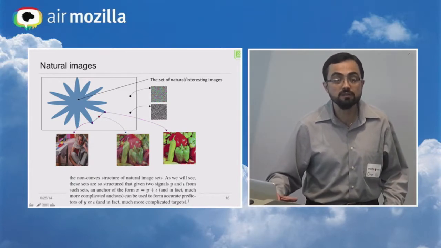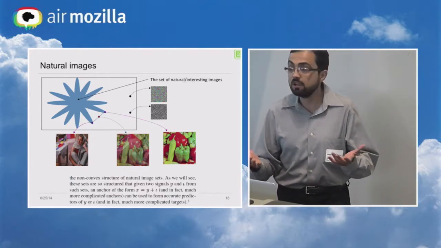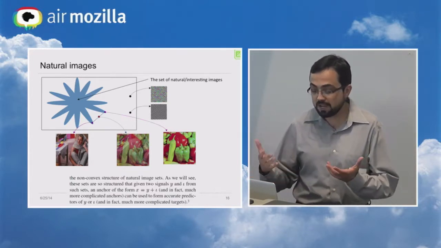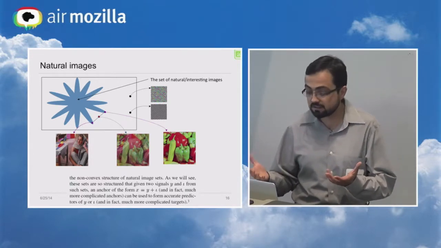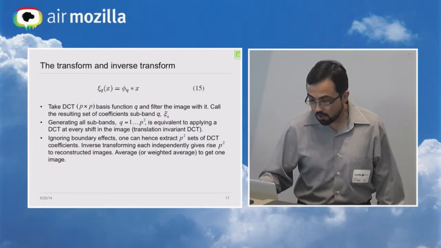That would be very difficult to do with a Gaussian process. Your SNR will be terrible. You'll be able to generate some prediction, but it's not going to be a good prediction. The main thing that allows it here is that images live in these non-convex sets.